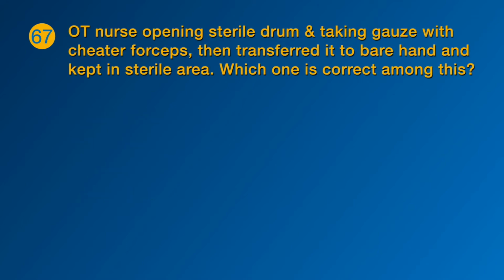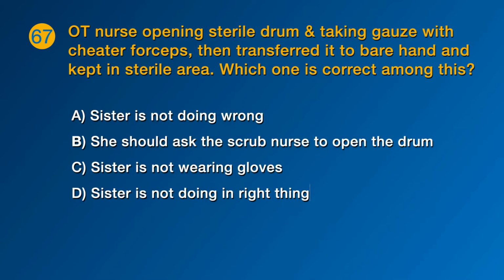Next question is, OT nurse opening sterile drum and taking gauze with cheatle forceps, then transferred it to bare hand and kept in sterile area. Which one is correct among this? Options are, sister is not doing wrong, she should ask the scrub nurse to open the drum, sister is not wearing gloves, sister is not doing the right thing. So answer is D, sister is not doing the right thing, because nurse is touching the sterile gauze with bare hands. Therefore the gauzes become unsterile and contaminated. We do not touch the sterile gauzes and other instruments with bare hands.